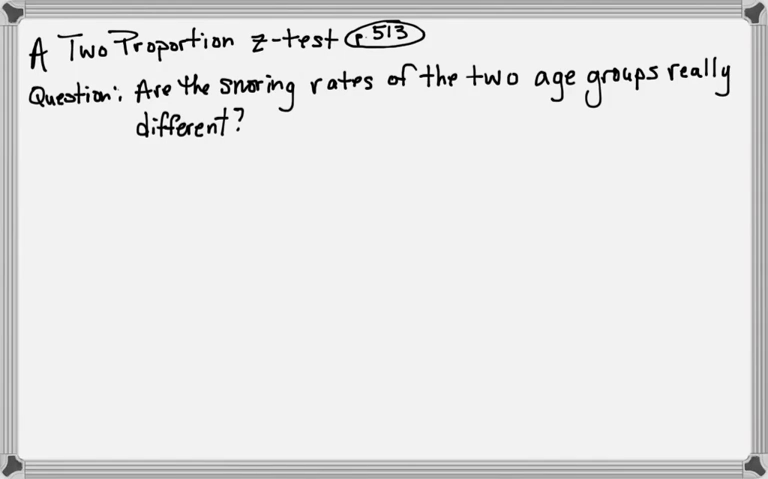We're going to look at a two-proportion z-test. This is corresponding to the step-by-step example in your books on page 513. So here's the situation. There was a sleep study done, and they measured a number of people and recorded if they snored or not.